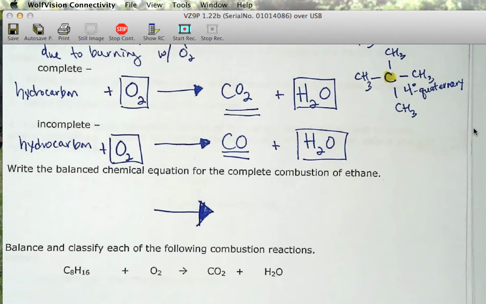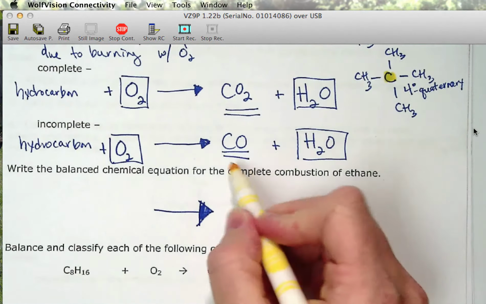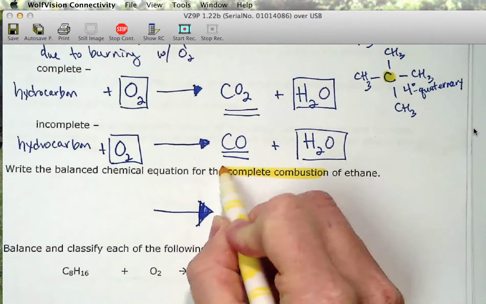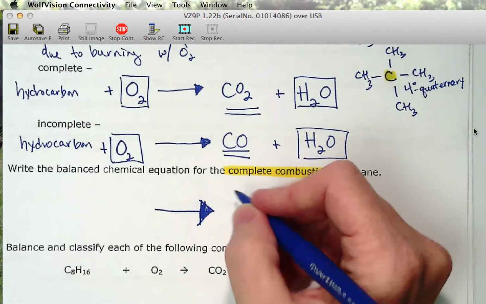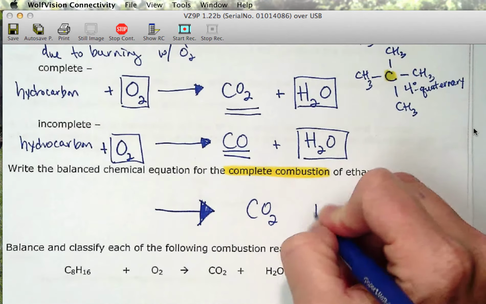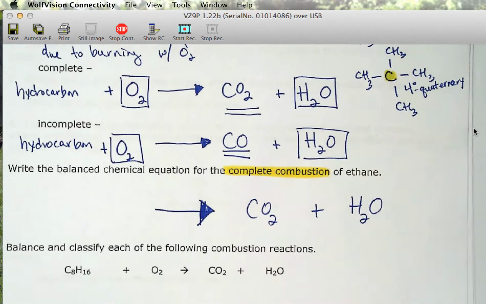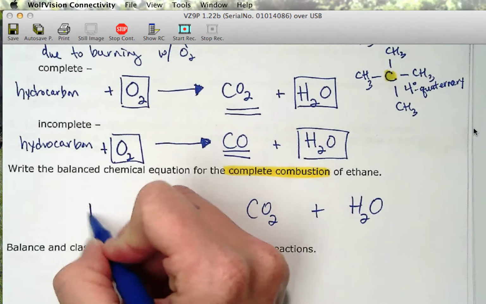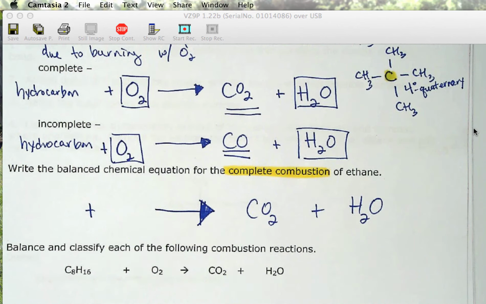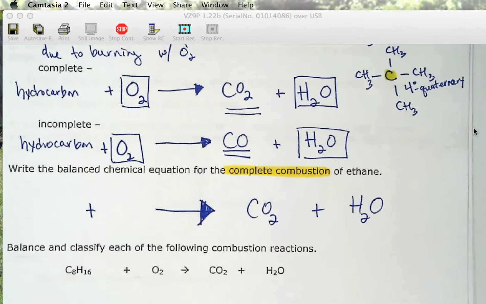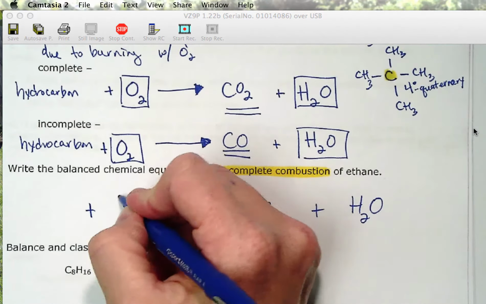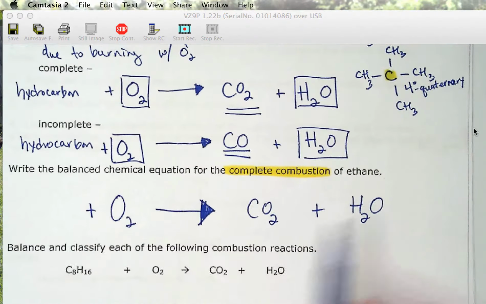Pay attention to whether it's complete or incomplete combustion. So, you know, highlight this. What does complete combustion mean? That means I get CO2 and water. And a lot of times students will get the CO2 and the water, but they forget the oxygen. If you forget the oxygen, it's going to be really hard to balance this reaction. So don't forget the oxygen.